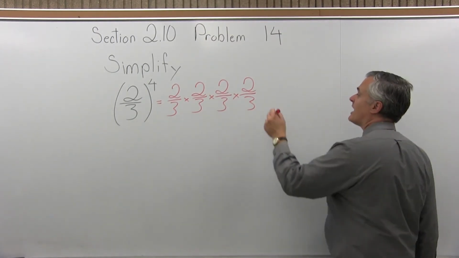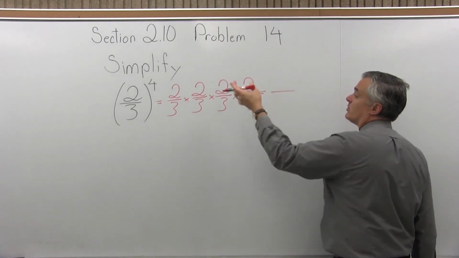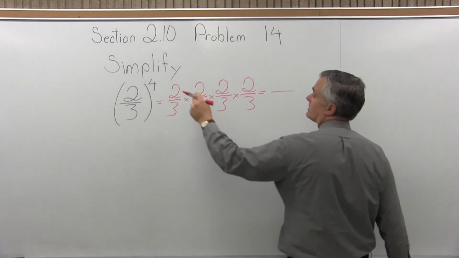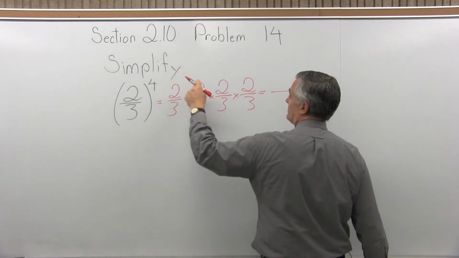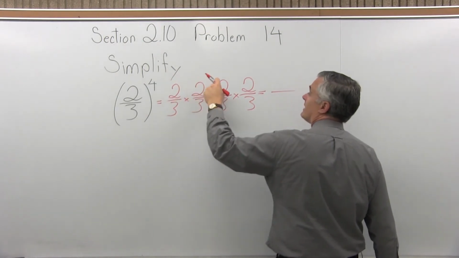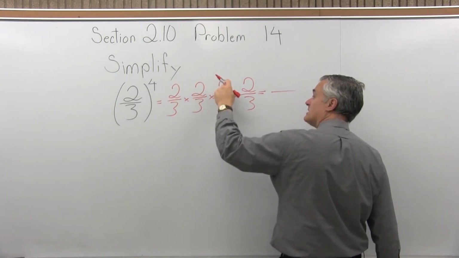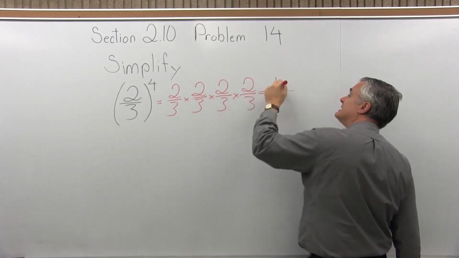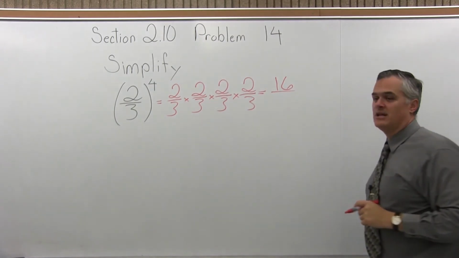So when you multiply fractions, you must multiply the numerators together and then multiply the denominators together. So as you multiply across the numerators, 2 times 2 is 4, times another 2 would be 8, 8 times yet another 2 is 16. So the numerator is 16.